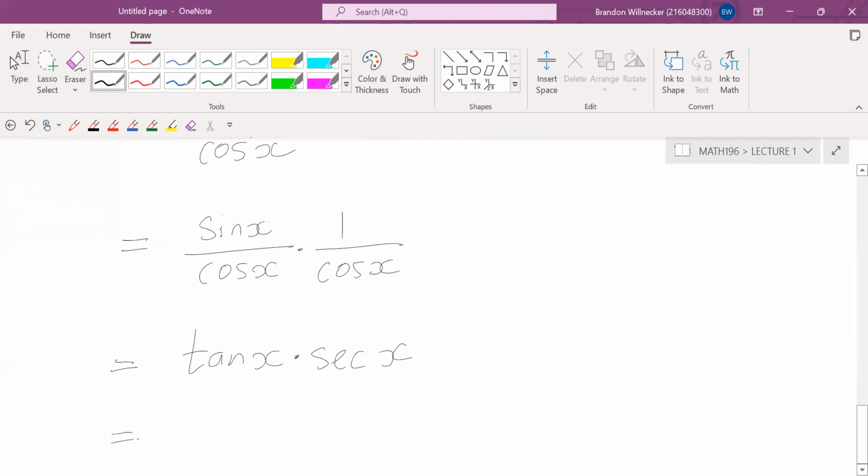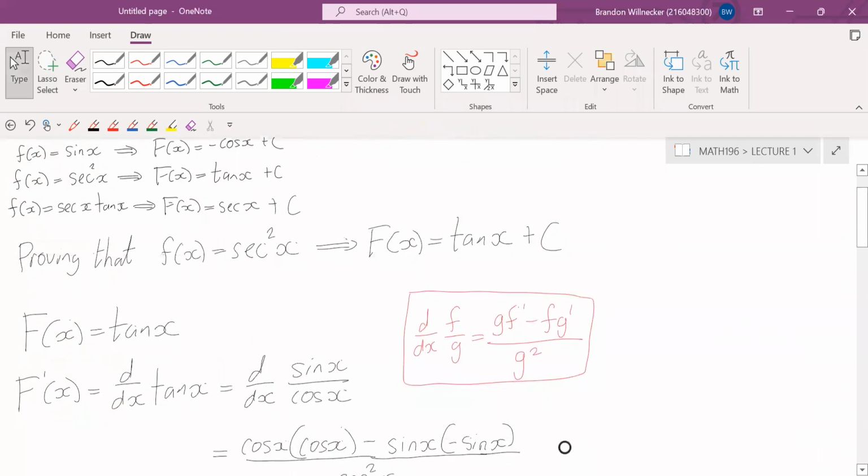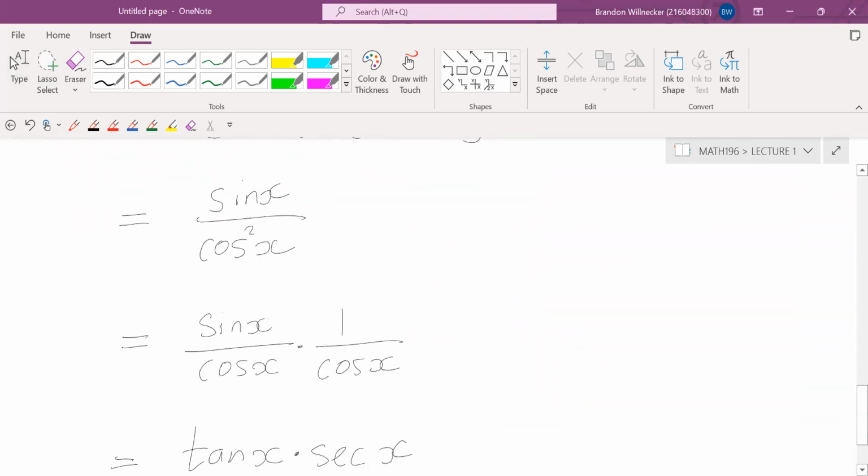And if you really want to show that that's sec x tan x, let's just flip this around: sec x tan x. That doesn't make any difference, but over here we wrote it as sec x tan x. So that proves that the antiderivative of sec x tan x is sec x. And we're going to be using that quite a bit later on.